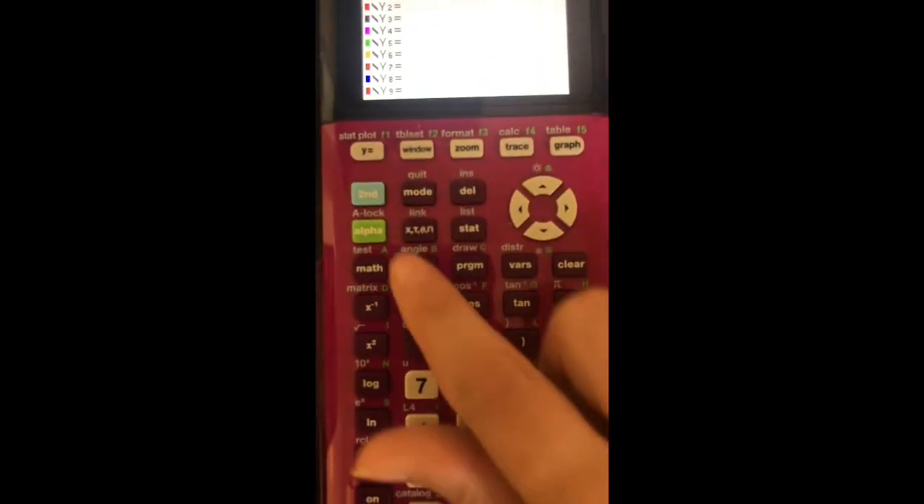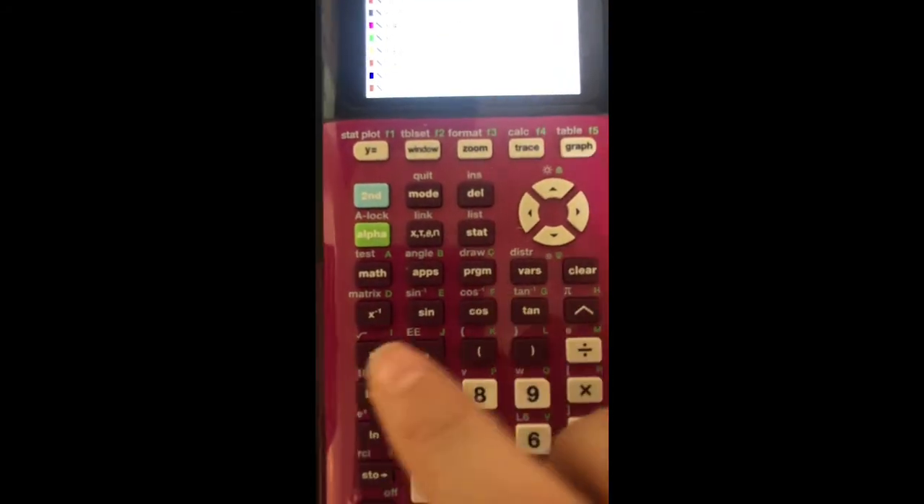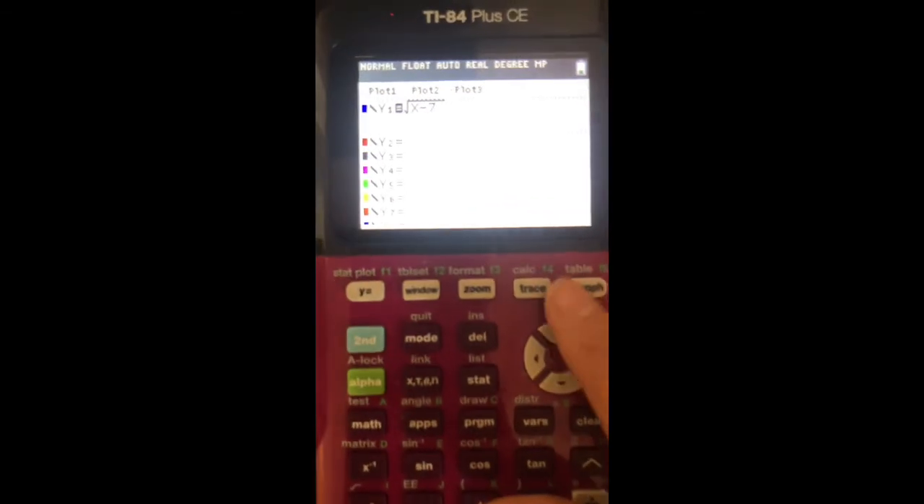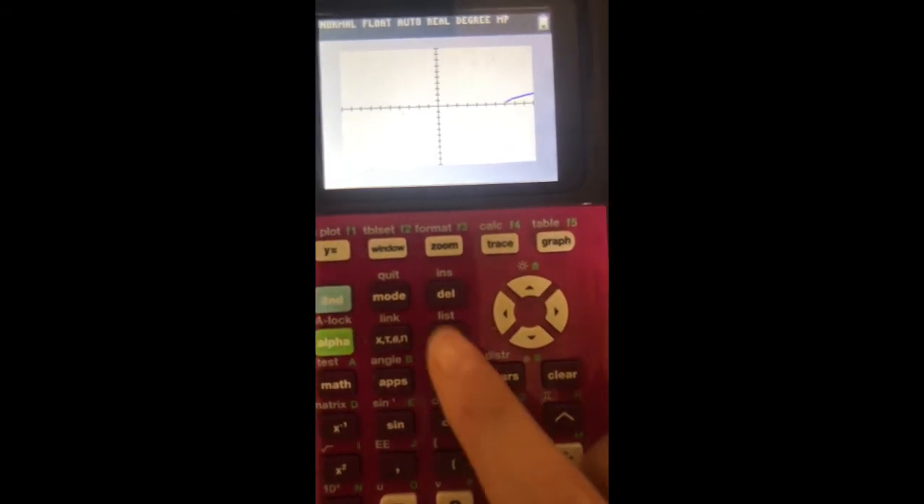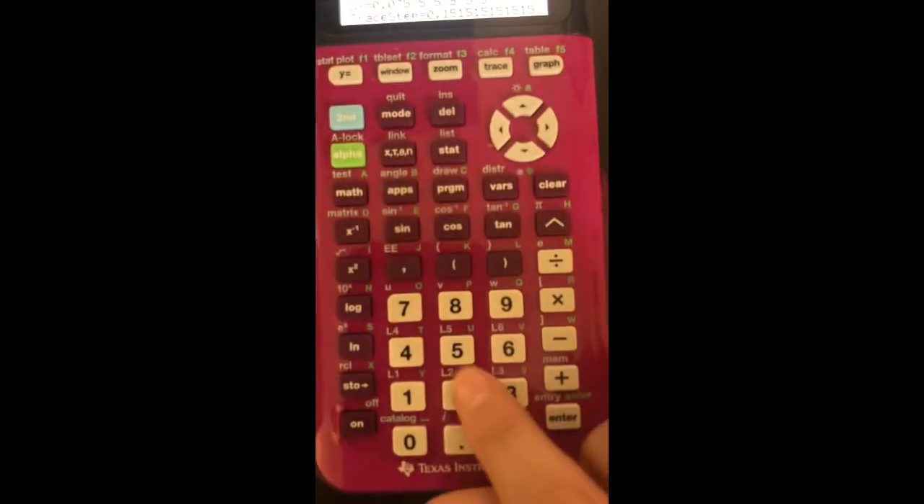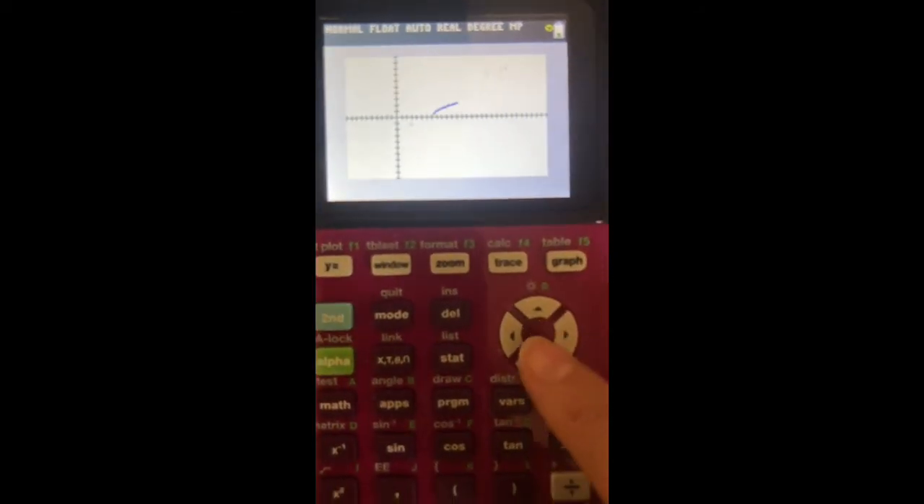All right, let's go ahead and do the square root. So to do the square root, you do second, and then square root. So second square root, let's do x and then -7. Okay, and then go ahead and graph, and we can see it. So I can't really see a ton of it, so I need to make my x max bigger. So let's go ahead and make it 30, and then let's go ahead and graph it. So see, now we can see it a little bit better.